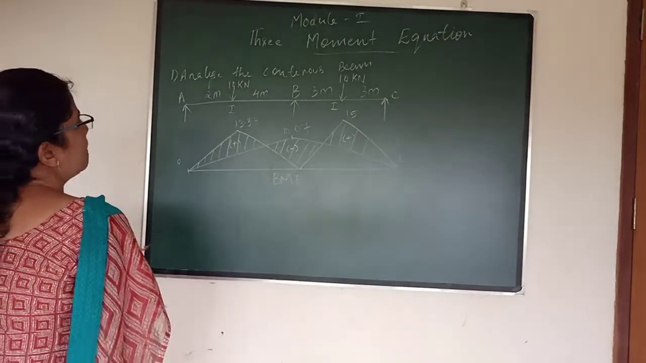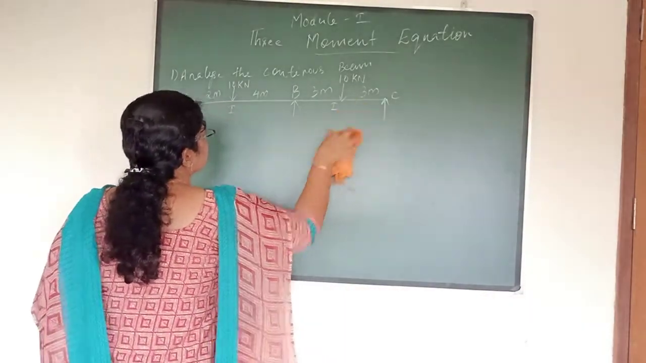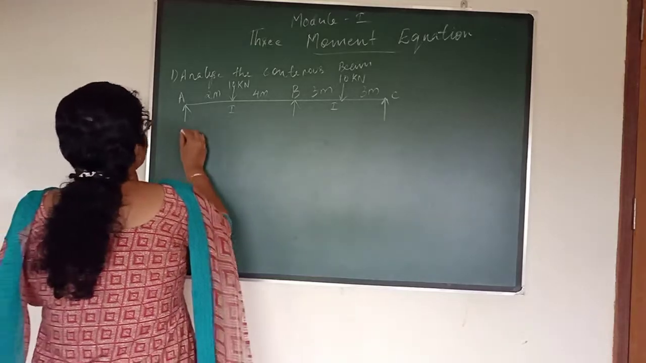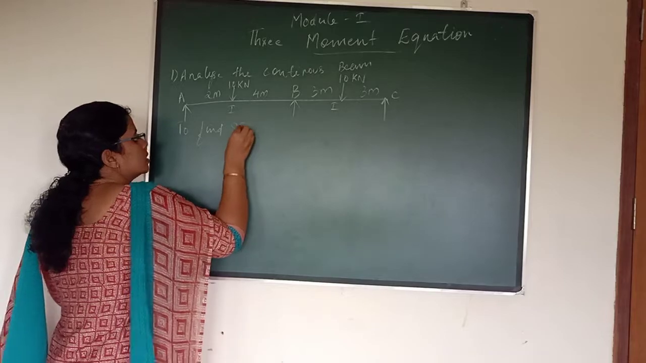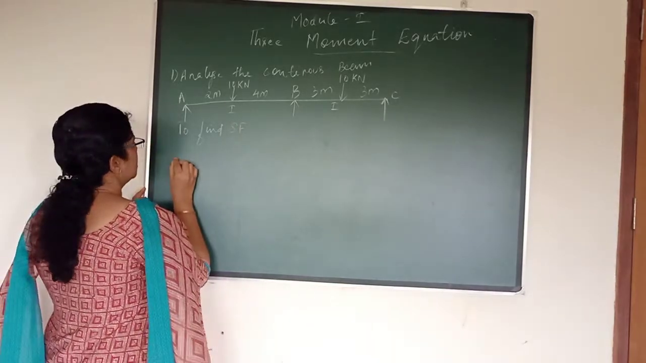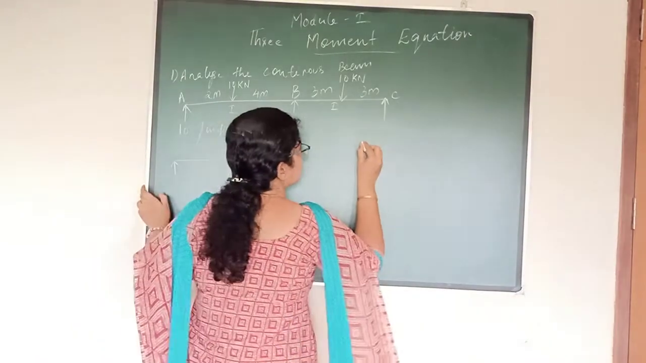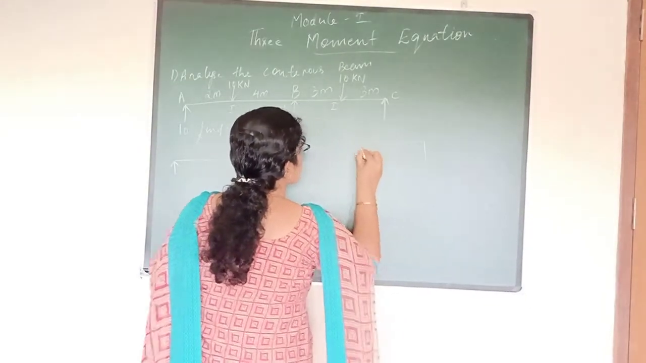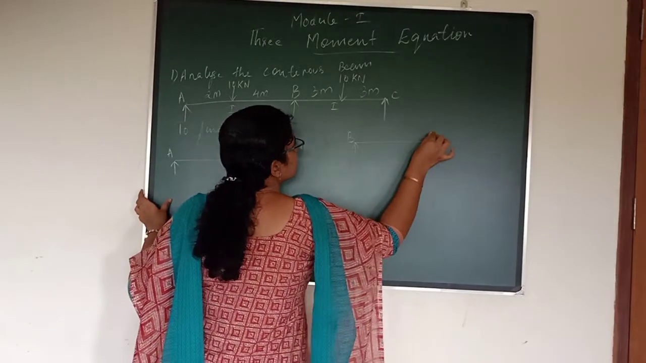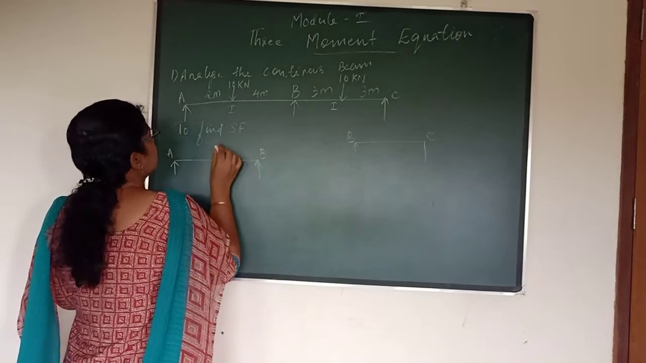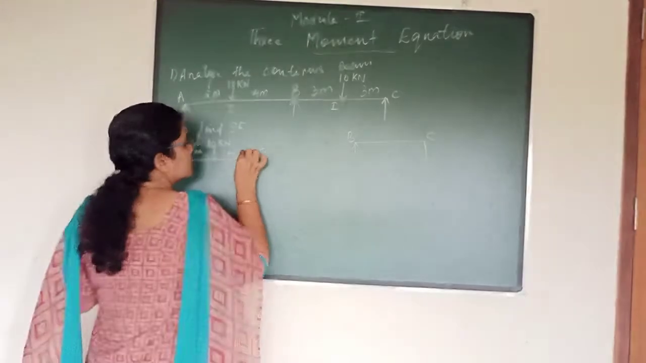In the problem, it is also asked to find the shear force value or shear force diagram. In order to find the shear force, we need to split the given beam into these two beams, beam AB and beam BC. Beam AB consists of 10 kilonewton, 2 meter, 4 meter.